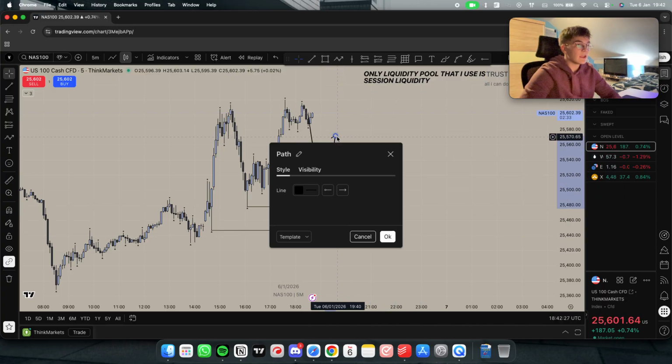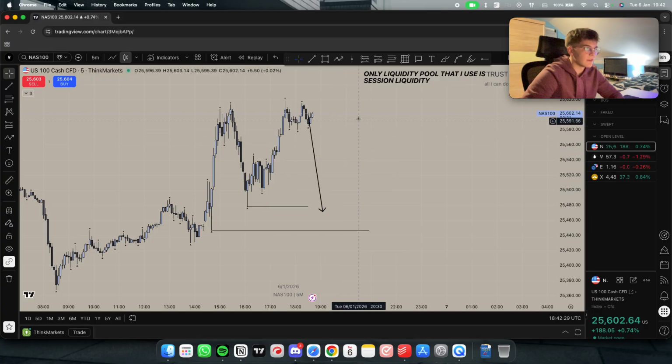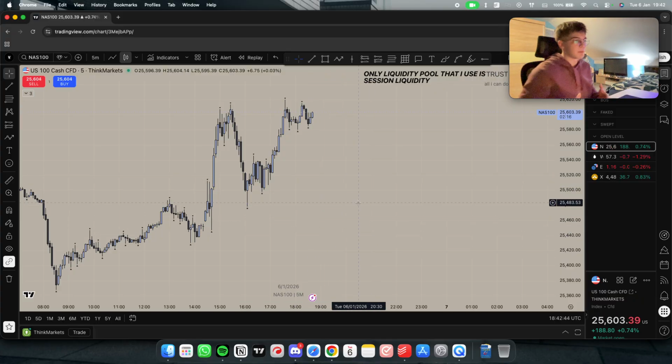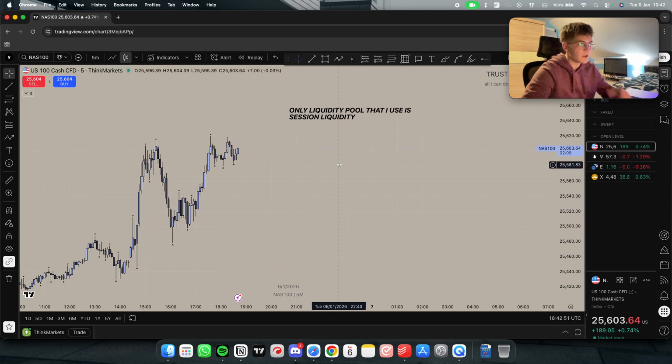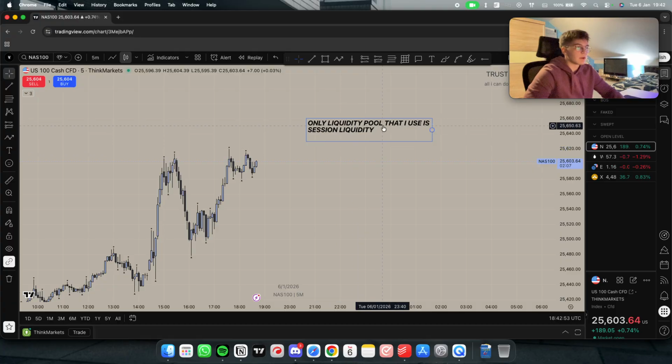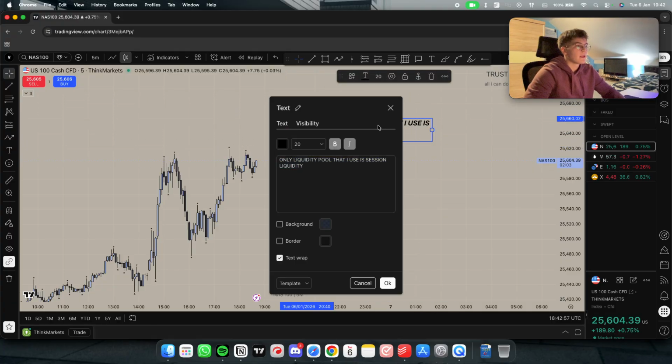Even when you implement break of structure and all that, for example like this, boom, break of structure, boom, fair value gap entry, this does not happen. This happens, and even then you can maybe apply that. But that's all bullshit. I'm not saying that it's bullshit, maybe it works for some people. What I'm saying is it didn't work for me, and I'm going to show you what works for me right now. The only liquidity pool that I use is session liquidity. What do I mean by that?